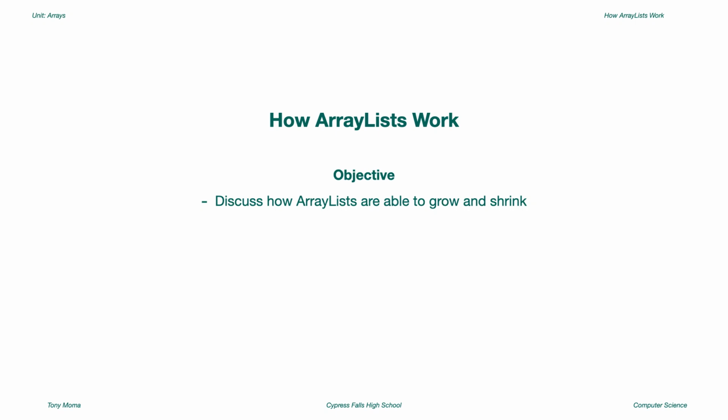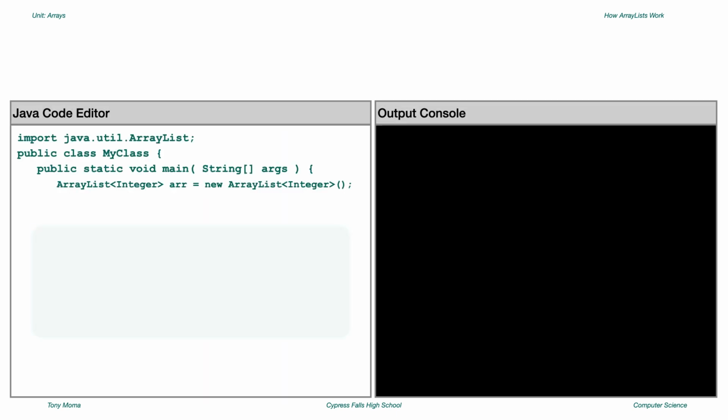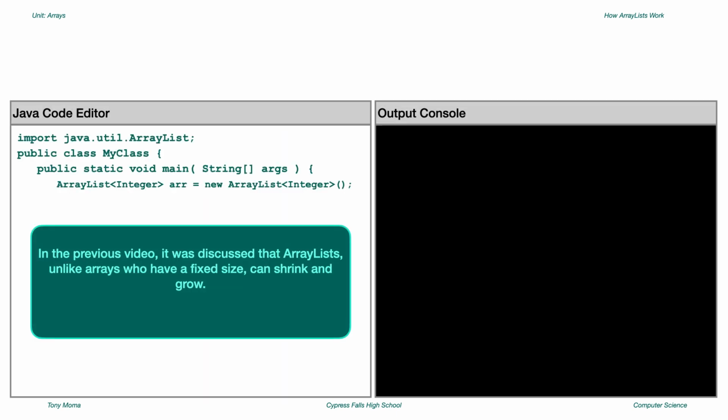How array lists work. In this video, we will discuss how array lists are able to grow and shrink. In the previous video, it was discussed that array lists, unlike arrays which have a fixed size, can shrink and grow. What wasn't discussed, however, was how they're able to do that.